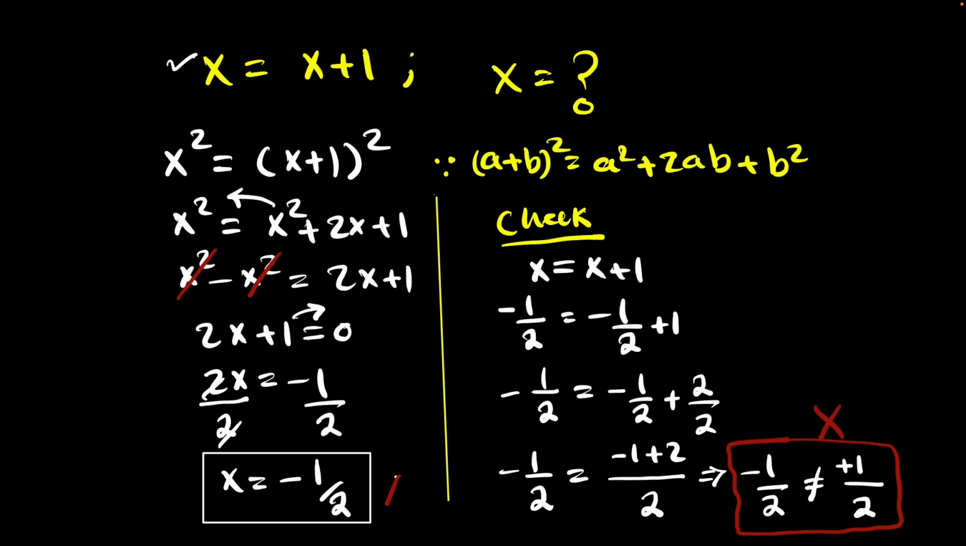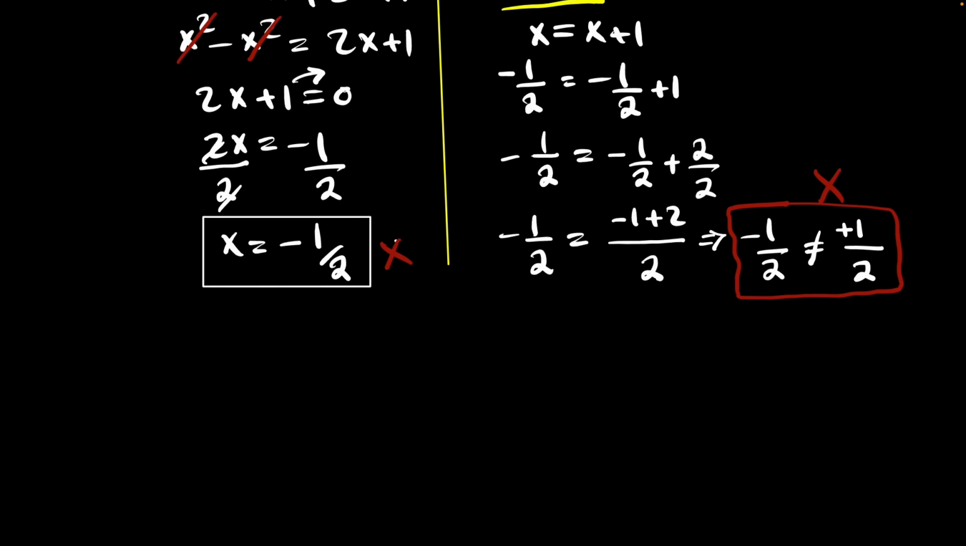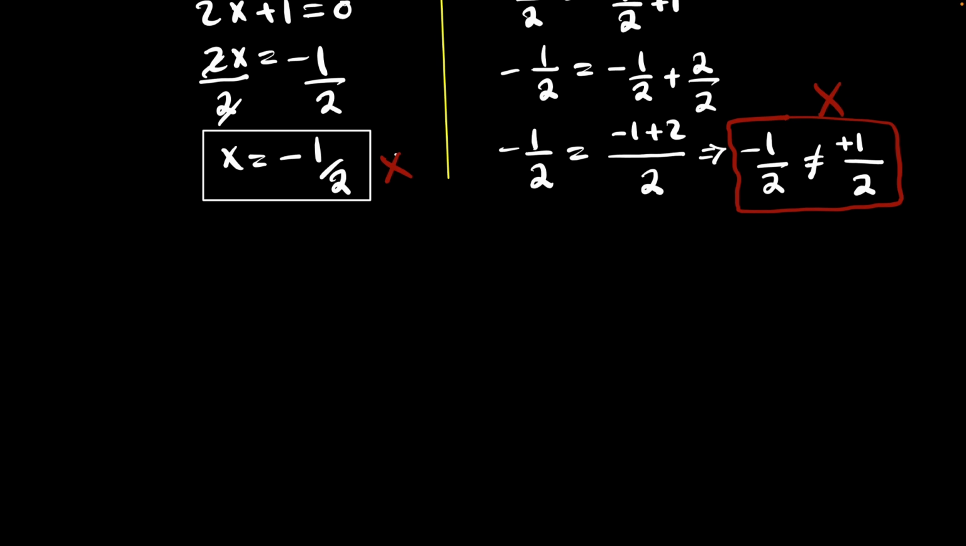so the value of x is not equal to minus 1 over 2. Let's try another way. This time I'm going to try another way.